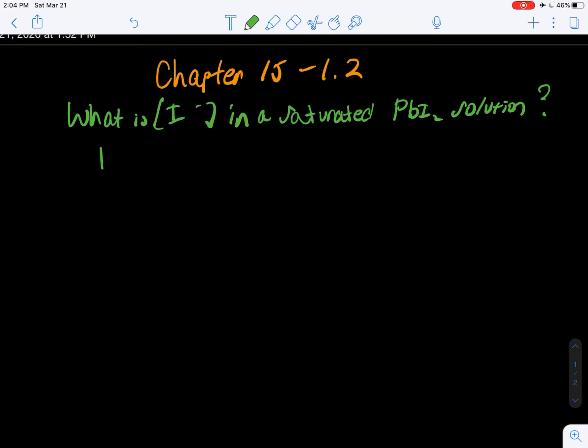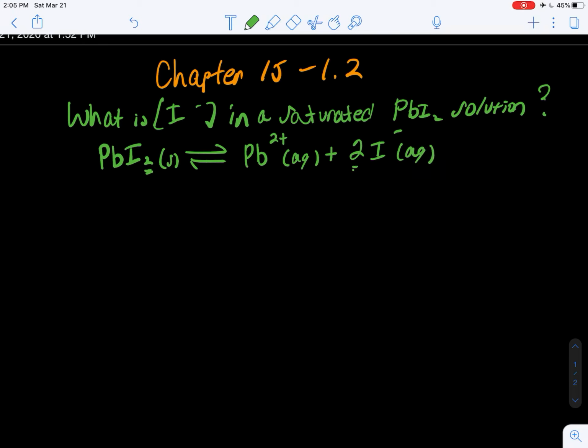So we're going to start with the solid on the left. So here's lead-2 iodide. And this is always going to be a solid. Write your equilibrium arrows. And then write out the balanced chemical equation for all of the ions that are produced. Now, we know that iodide, there's 2 of them, so we put a 2 in front of that.